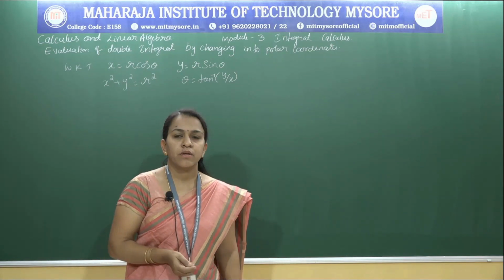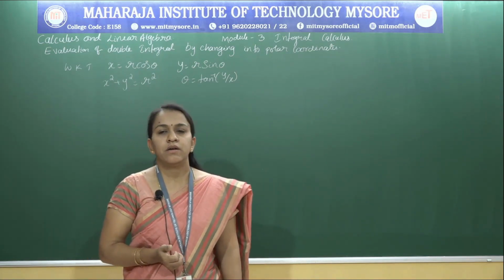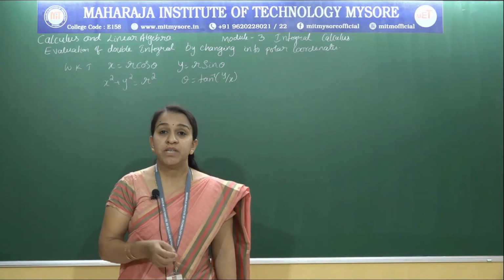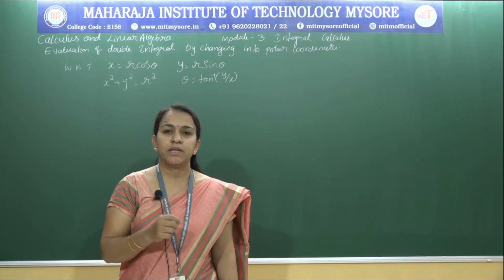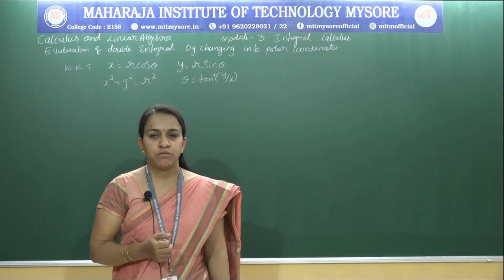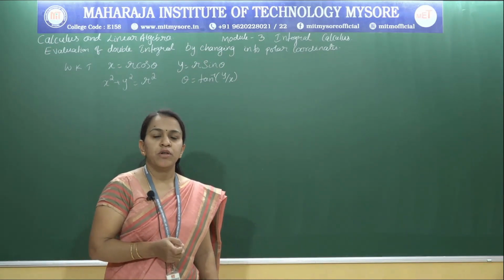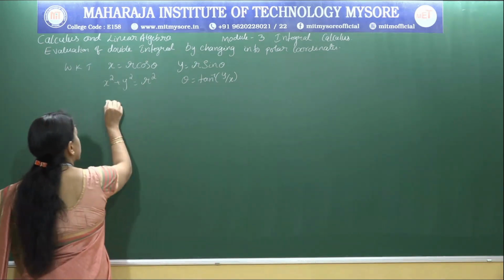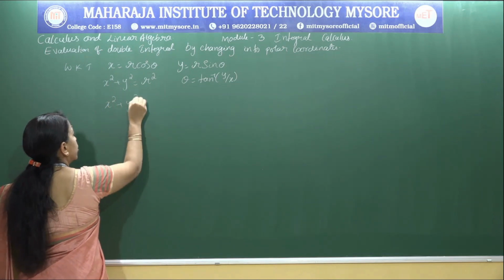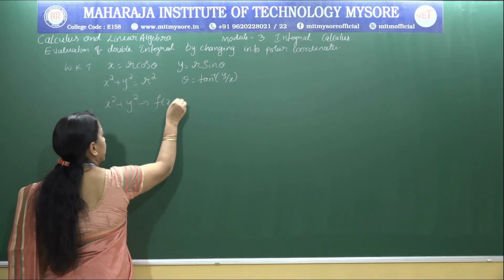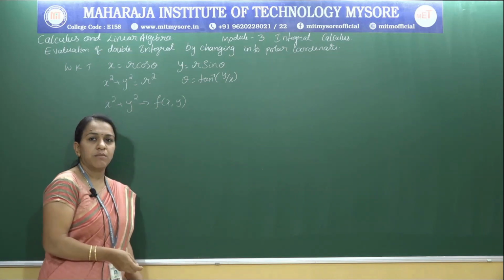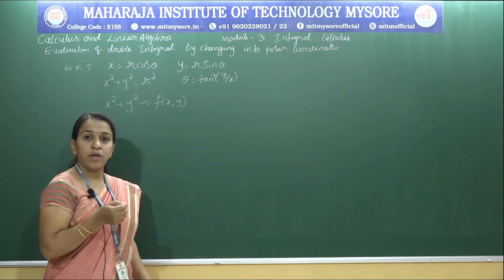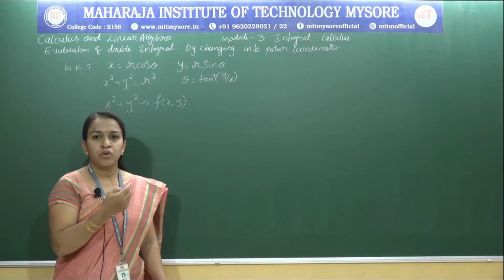Why are we using a polar form, and why not change the order of integration? This method is useful if we have terms like x square plus y square in the function f of x comma y. If the function contains terms of the form x square plus y square, we are going to use this method.